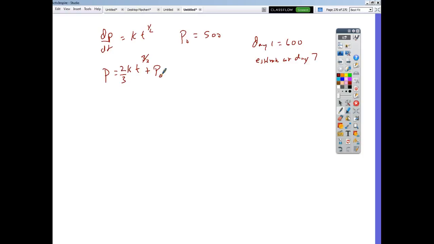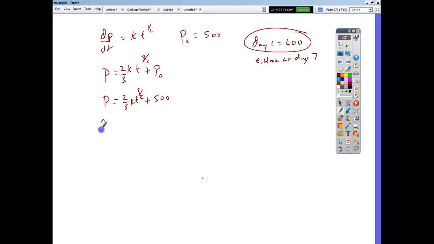Now, what's weird about this is they didn't give me what K is. So what am I missing? How can I solve for it? Okay. We know what it is at 0. If I put in 0, I get 500 because this all goes away. If I put in 1, I should get 600, right? So let's put in 1 and see what makes it 600.